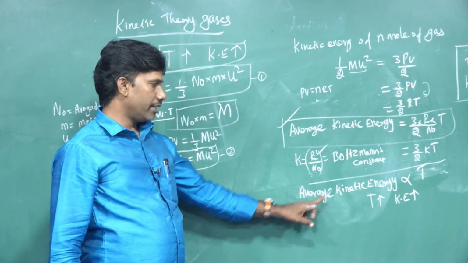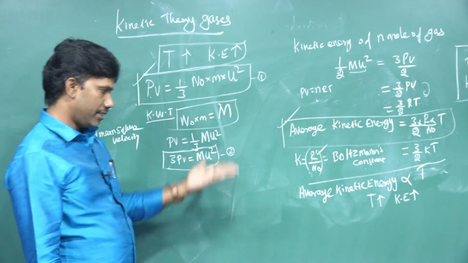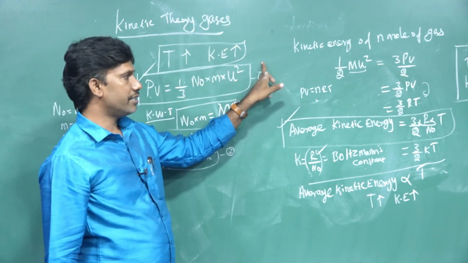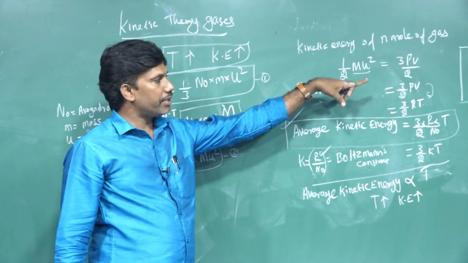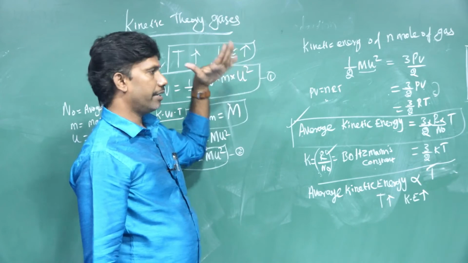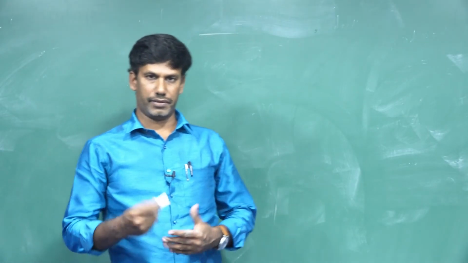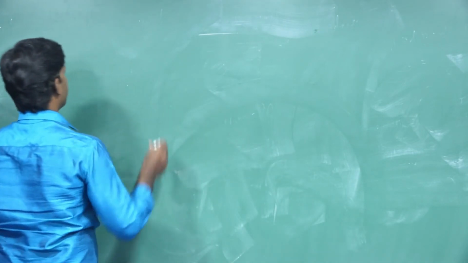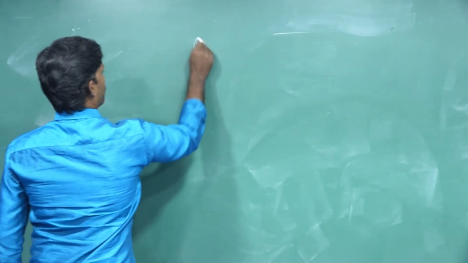So average kinetic energy is directly proportional to the temperature. This means when the temperature increases, kinetic energy also increases. At the time when the temperature is 0, kinetic energy is also 0. That's all about kinetic energy. At last, we are going to discuss the different types of velocities. First one.